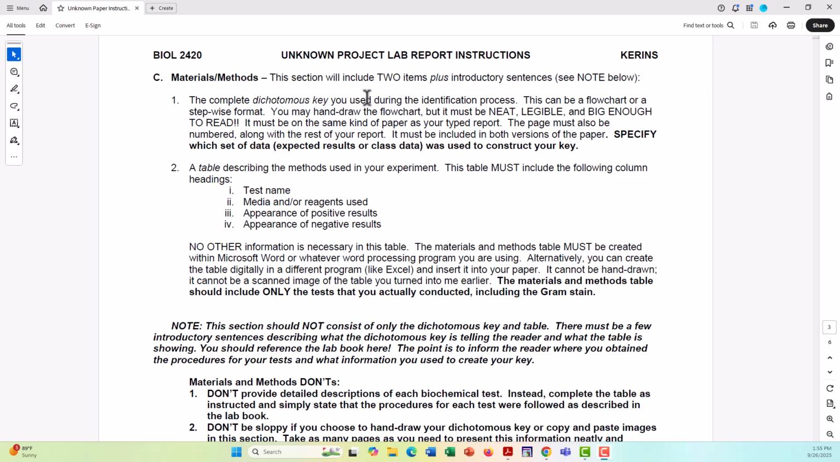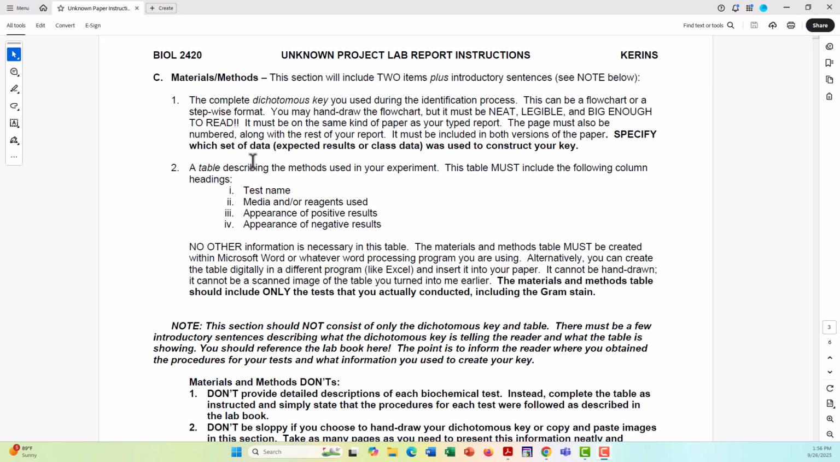Also remember, you are creating and uploading a digital copy of this paper, and you're handing in a paper copy of this paper. This dichotomous key has to be in both versions. So if you hand drew it, you are going to have to digitize your key: take a picture of it, scan it, and insert that into your paper, but make sure it's big enough that I can read it. If you're using the stepwise format, that can be typed directly within the document, no problem.